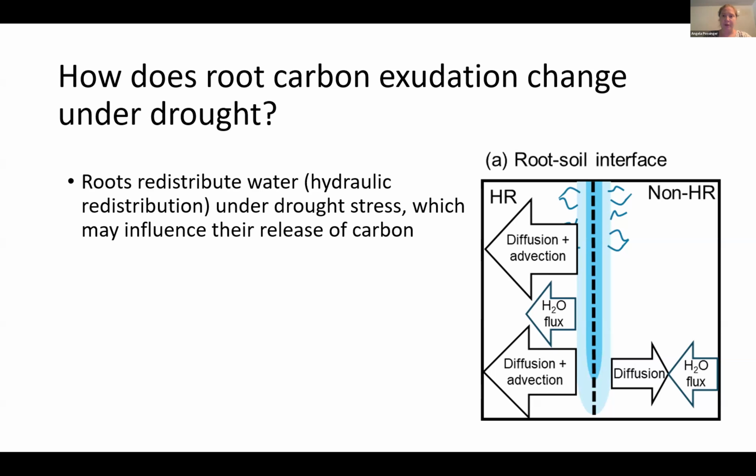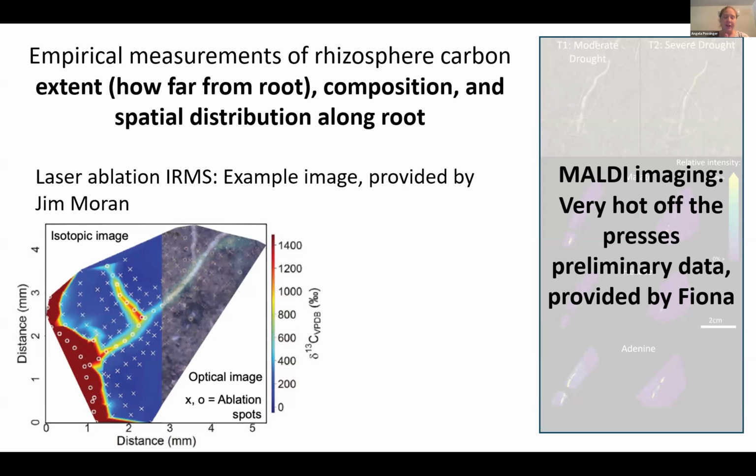And so this project is really a very cross-scale measurement and modeling project. On the finer scale, we're interested in generating measurements of how far carbon compounds move from the root, the extent of the rhizosphere with respect to carbon compounds, the composition of those exudates, sort of what's present, and then how they're distributed along the root.